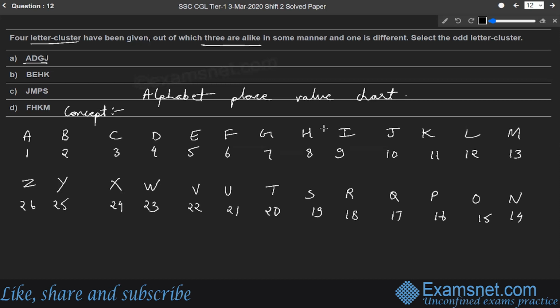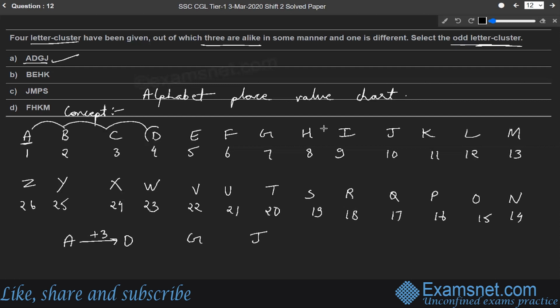Now coming to the solution part, we have to find the odd letter cluster here. So let us check all the clusters. First option is A, D, G, J. Now how is this cluster formed? So the basic concept here is A plus 3 gives D. You can see that A is present here. A plus 3 means 1, 2 and 3.